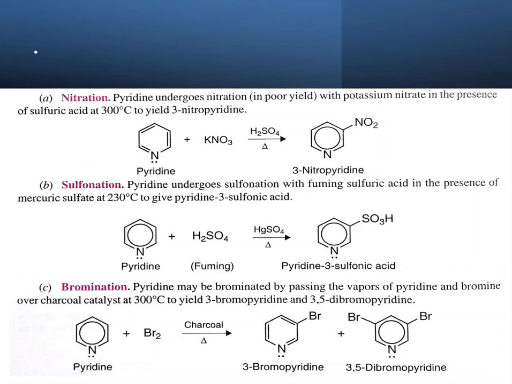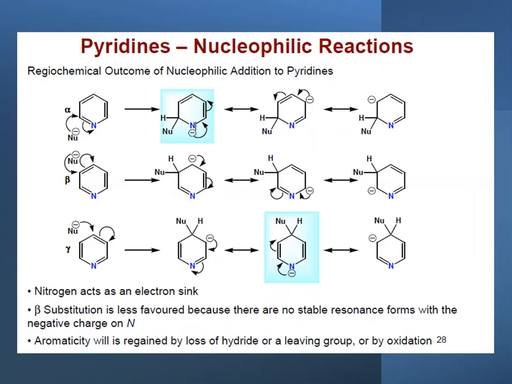Charcoal, even the same thing with bromination, you get 3-bromo and 3,5-dibromo. That's also high temperature, 300 degrees. You get 3-bromopyridine and 3,5-dibromopyridine. So these are some of the electrophilic substitution reactions. Now let's go for the nucleophilic.